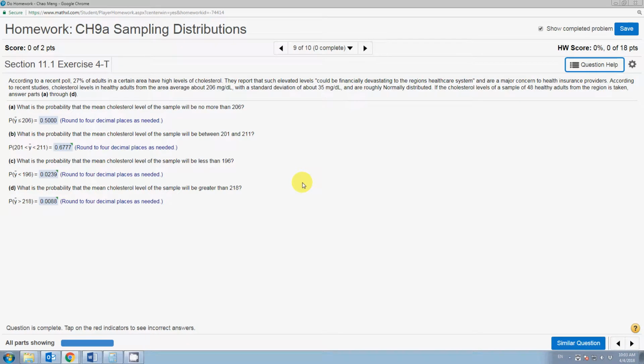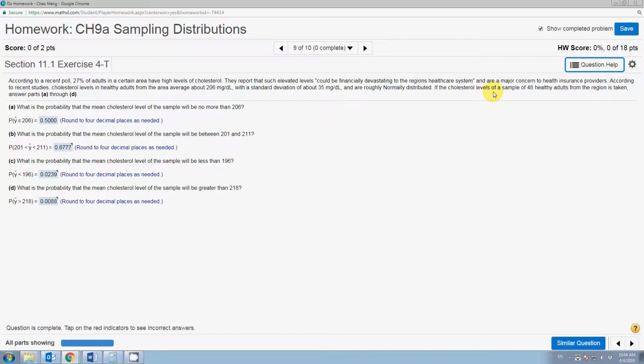Hello class, this is chapter 9a assignment question number 9. In this question we are going to study the sample mean. We are given the population parameters, including the population mean, which is the average cluster level, 206, and the standard deviation of the cluster level, which is 35. So those two numbers are for the population.